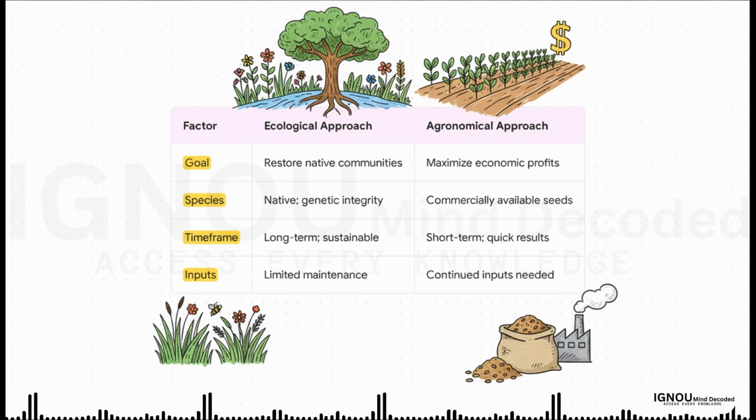Then you have the agronomical approach. This one is way more focused on short-term results, and honestly, economic profit. It's about making the land productive for us, fast. So they might use commercially available seeds that grow quickly, even if they aren't native.